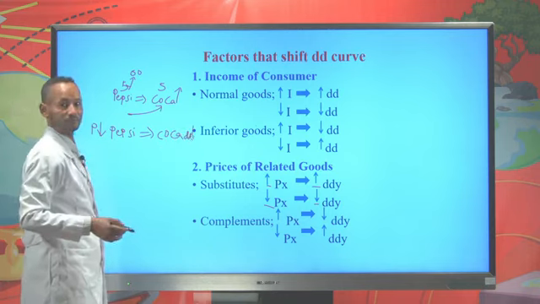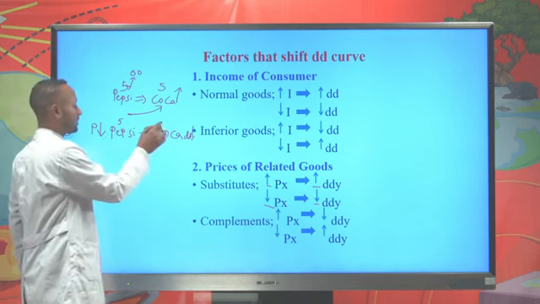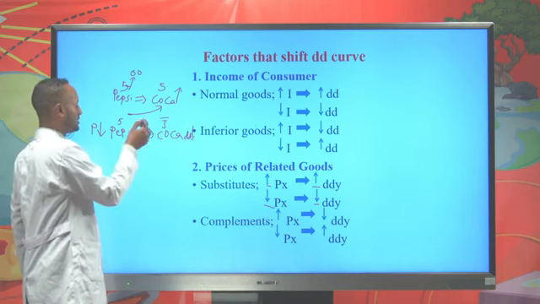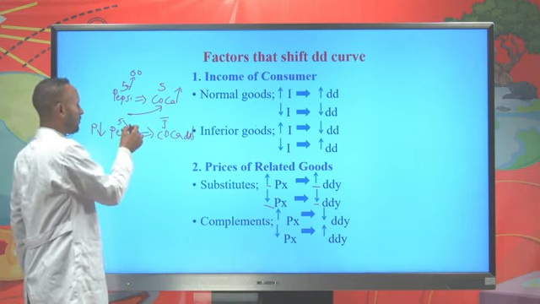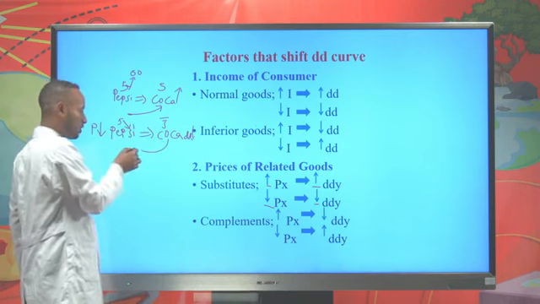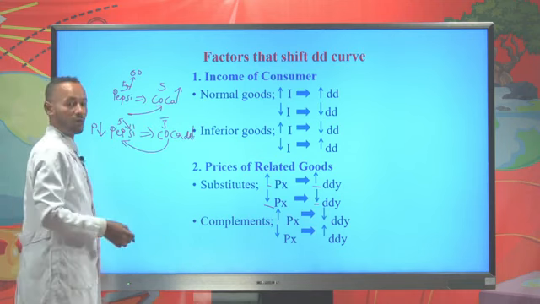also decline. For example, if the price of Pepsi is 5 birr and the price of Coca is 5 birr, the price of Coca remains unchanged and the price of Pepsi declined from 5 birr to 1, then consumers of Coca will shift their consumption of Coca to consumption of Pepsi. In this case, the demand for Coca will decline.